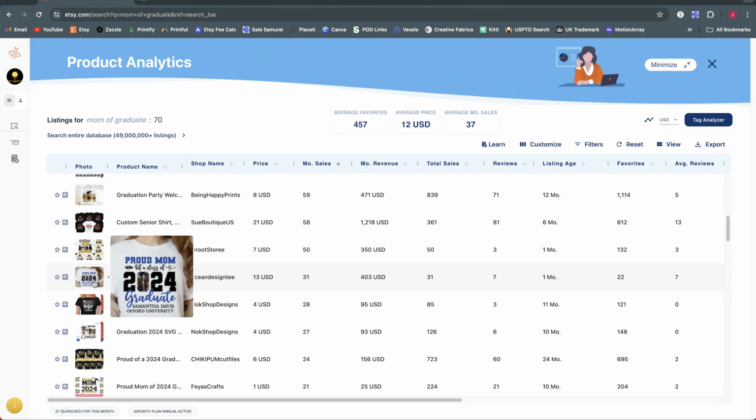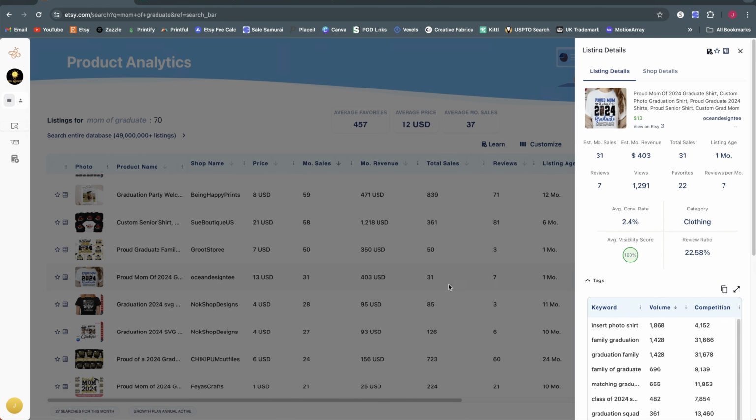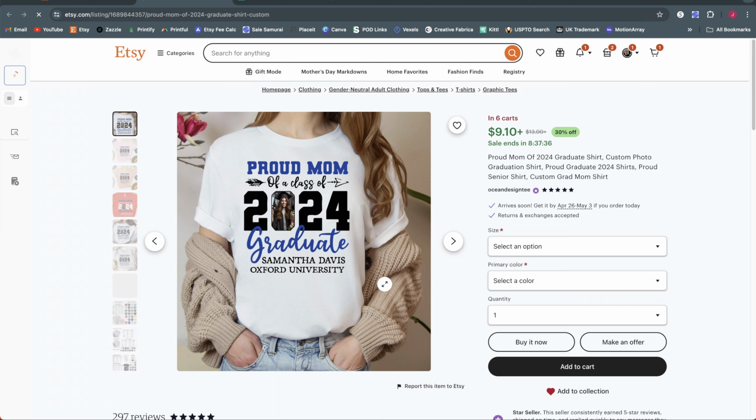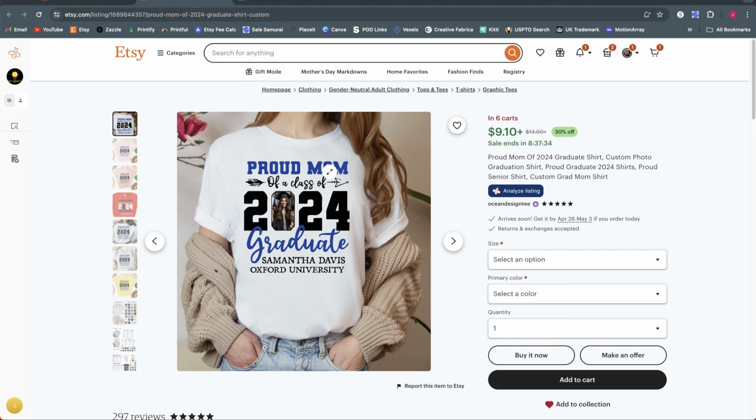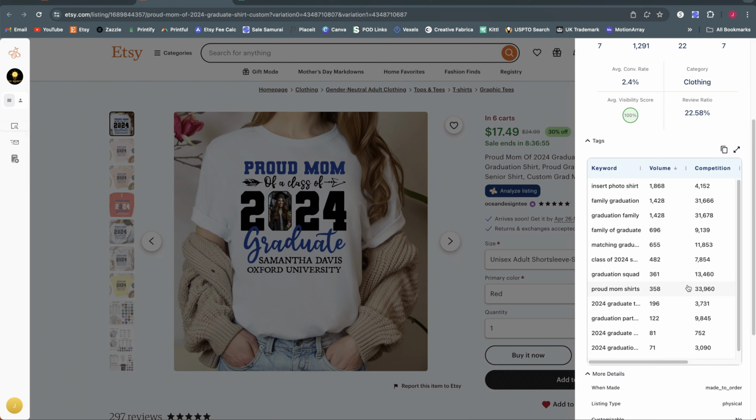And if we scroll down a little bit, we're going to see more examples of kind of the same thing. Here's one that we're down to roughly around 30 estimated monthly sales, a similar type of design. This one is proud mom of class of 2024. And again, there's a picture in there and custom text for the name and the school. So another variation of the same type of design. Let's just check the tags quickly here and see if there's anything unique. Insert photo shirt as a tag is a very interesting phrase to use here, because the search volume apparently is very high and the competition is not bad. Creative choice there, and it's probably paying off for them.